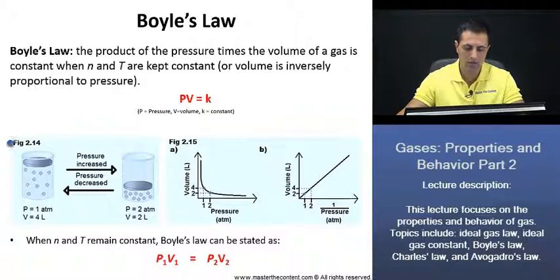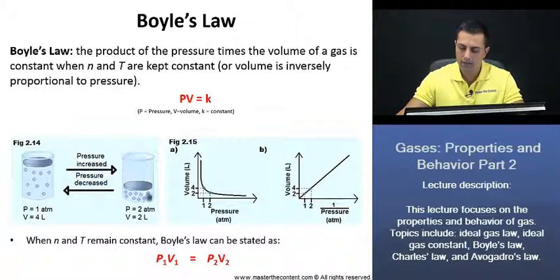And this notation here is for constant. Great. Now, if we look here at figure 2.14, we see that as the pressure is increased, more specifically from 1 atmosphere to 2 atmospheres, thus the pressure has doubled, the volume is going to be halved, right? It goes from 4 liters to 2 liters. And the same relationship applies in the opposite direction as well.